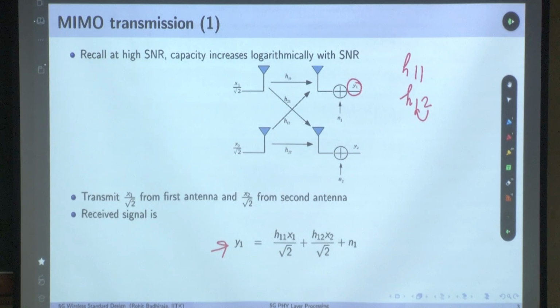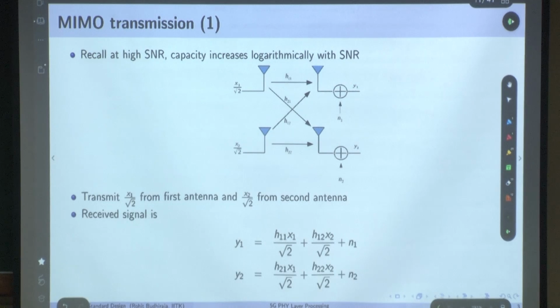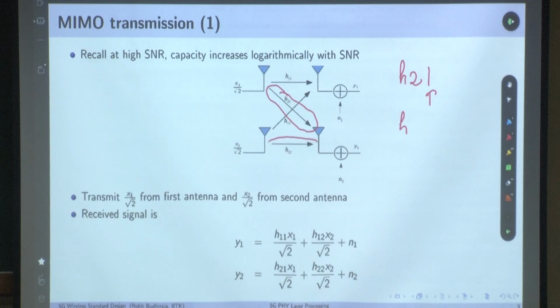Similarly, what will happen at the second receive antenna? Let us look at this. What is the notation? We are looking at the second receive antenna. So, what is this? The channel from the first transmit antenna to the second receive antenna. Similarly, this is the channel from the first transmit antenna to the second receive antenna. And what is this channel? From the second transmit antenna to the second receive antenna.